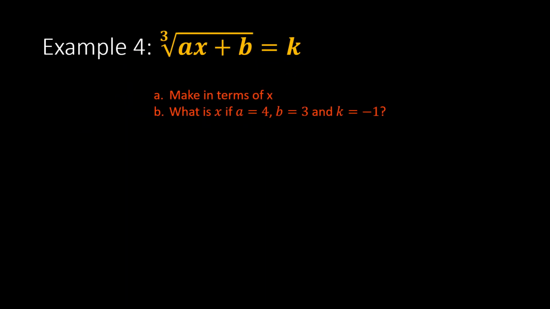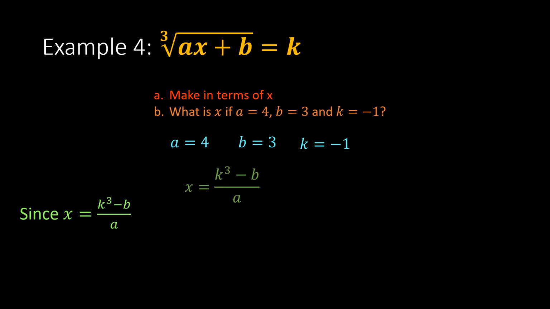Okay, let's have now the second challenge, which is: what is x if a is equal to 4, b is equal to 3, and k is equal to negative 1? So, once again, since we got it already on the first challenge, x is equal to k cubed minus b all over a, with a equal to 4, b equal to 3, and k equal to negative 1. So, normally, we evaluate. When we evaluate, we substitute the values. So, once again, our equation is x equal to k cubed minus b all over a.